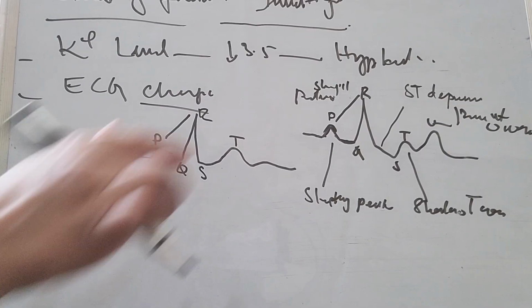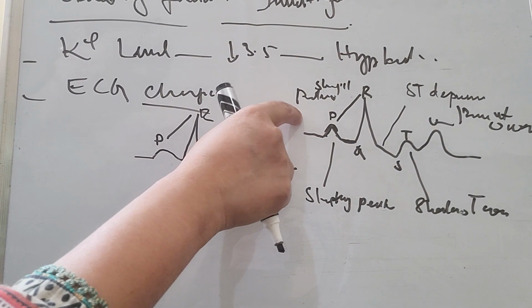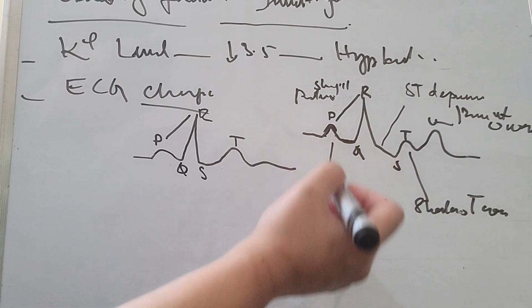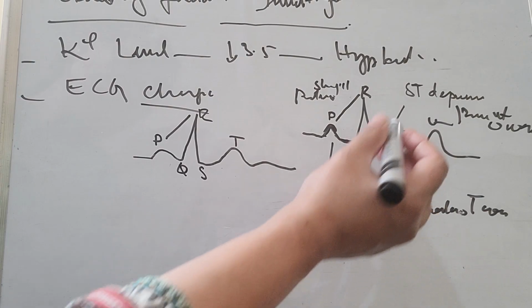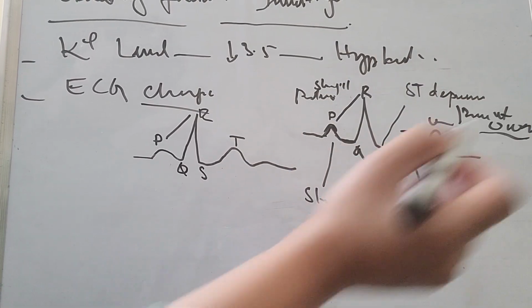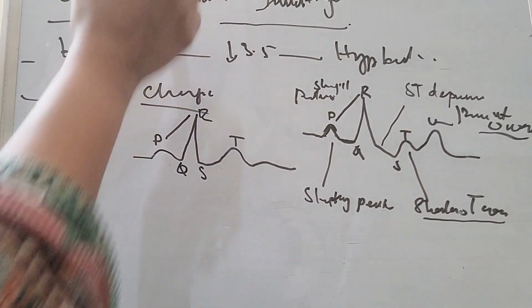So in hypokalemia, what ECG changes? Slightly prolonged PR interval, a peaked P wave, ST depression, prominent U wave, and shallow T wave in hypokalemia.